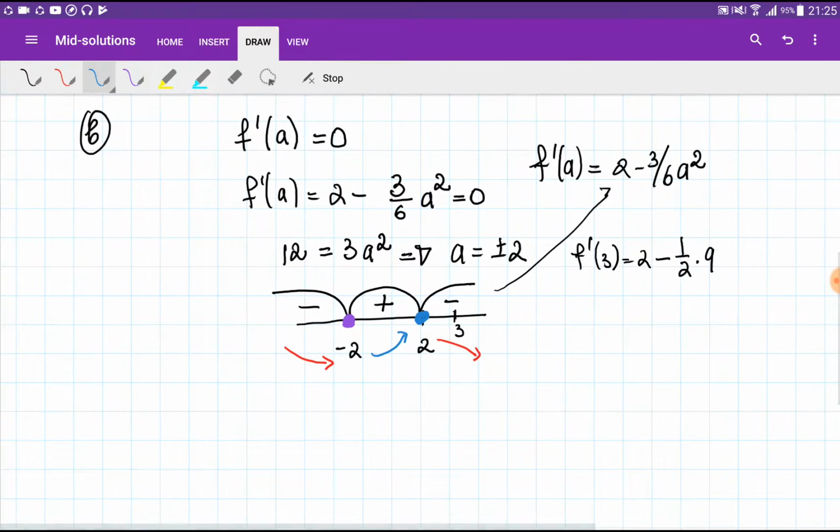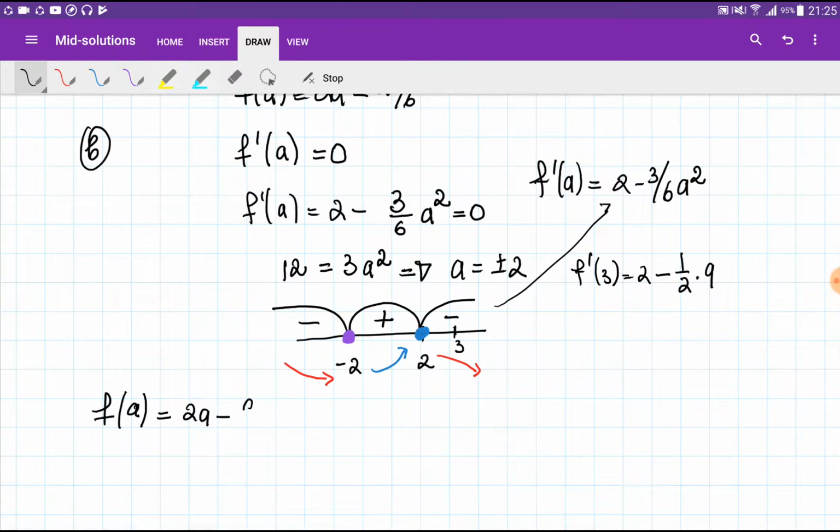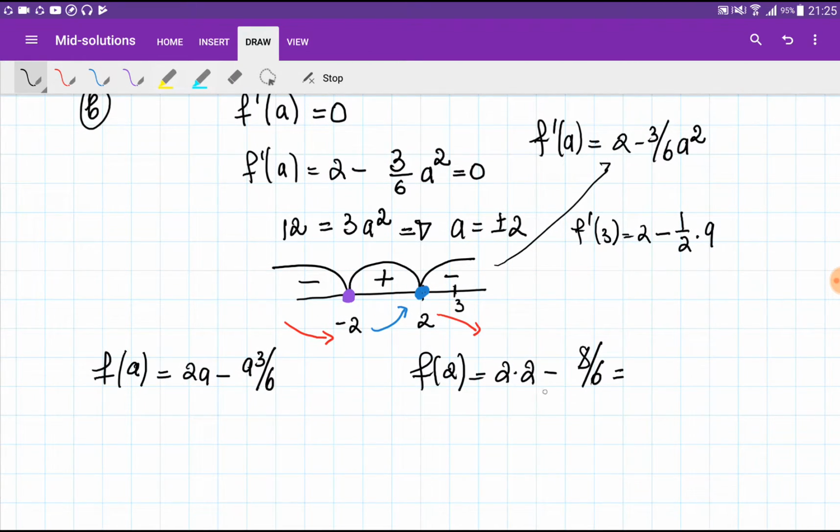So if we're required to find what its local minimum and local maximum are, we need to find the value of the function at those points. So f of a, let me first write it, was 2a minus a cubed over 6. We need to evaluate this function at 2. It will be 2 multiplied by 2 minus 8 over 6, right? So basically 4 times 2, 24 minus 8 over 6, is equal to 16 over 6, or 8 over 3.